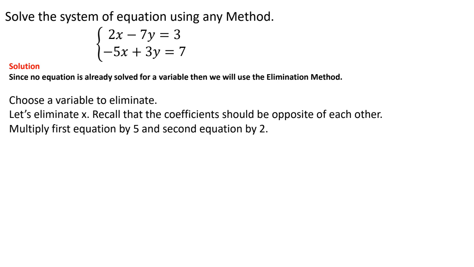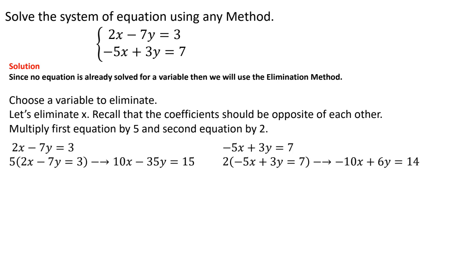So let's go ahead and do this. When I multiply a 5 to my first equation, 2x minus 7y equals 3, I got to make sure that I multiply it to the whole equation. So we have 5 times 2 is 10x. 5 times a negative 7y is a negative 35y.